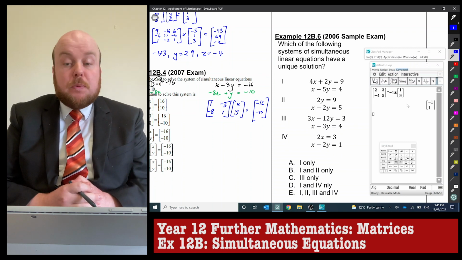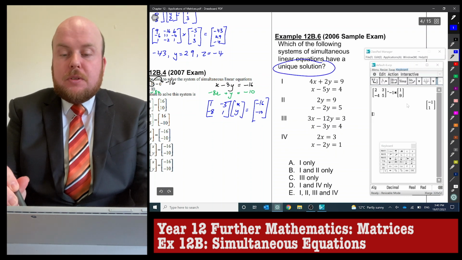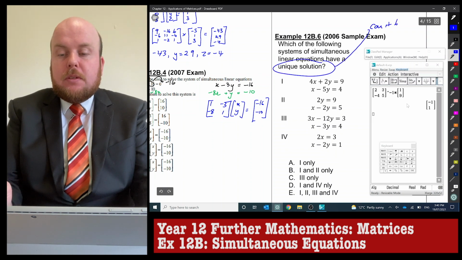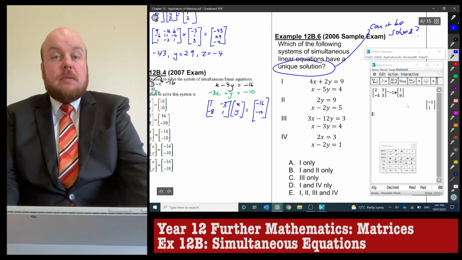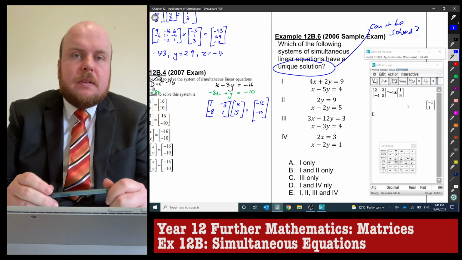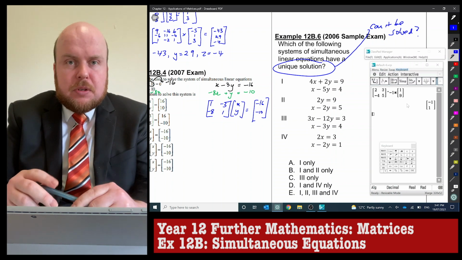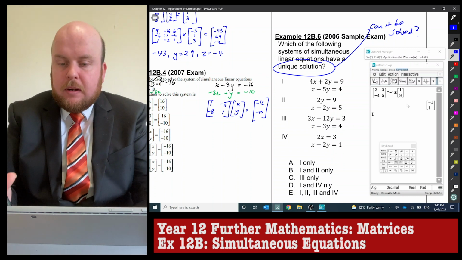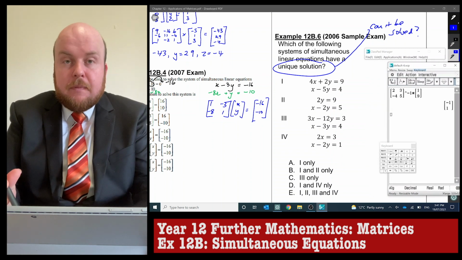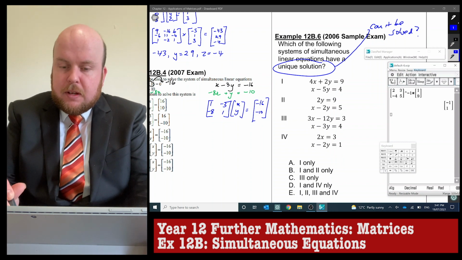Example 12b.6, which of the following systems of simultaneous linear equations have a unique solution? Unique solution means can it be solved? So in order to find out if it can or not, all we need to do is to see if our numbers can be inversed. If they can't be inversed, then there's no solution, i.e. the determinant would be equal to 0. So let's go and have a look by just setting all of these, finding out what the number bit of the matrix would be, and then find the inverse for each of those.